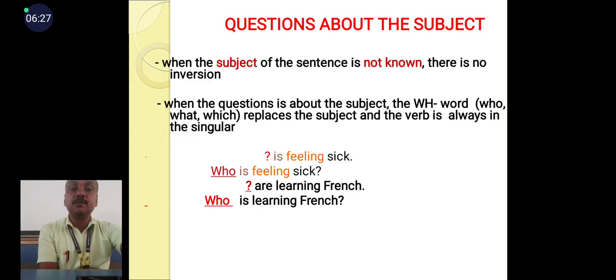Questions about the subject. If you frame the question for the subject, just remove the subject and use who. It is easy to frame. For example, she is feeling sick. You can simply remove she and replace it with the question word who. Who is feeling sick, right? So, he is learning French. Remove the he and just replace it with who. Who is learning French? That is how to frame a question to the subject. It is easy.